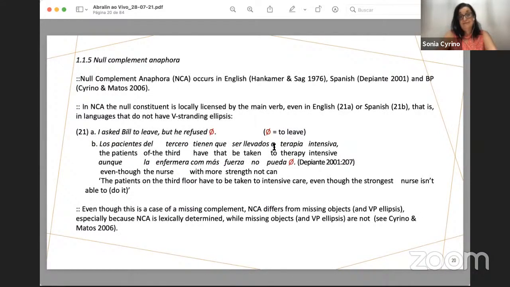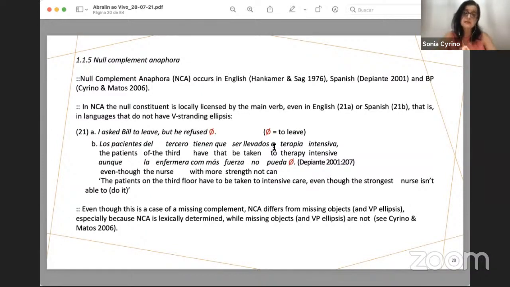Now, another phenomenon that may be confused with null objects is the null complement anaphora, which occurs in English, Spanish, and Brazilian Portuguese. In null complement anaphora, the null constituent is licensed by the main verb, even in English, as in 21a, or Spanish, as in 21b. Languages like Spanish don't have V-stranding ellipses, and not even English has V-stranding ellipses. English has VP ellipses. So 21a, you can say this in English. I asked Bill to leave, but he refused. And then the same thing is possible in Spanish. Los pacientes del tercero tienen que ser llevados a la terapia intensiva, aunque la enfermera con más fuerza no pueda.